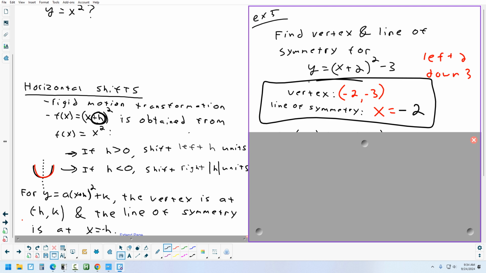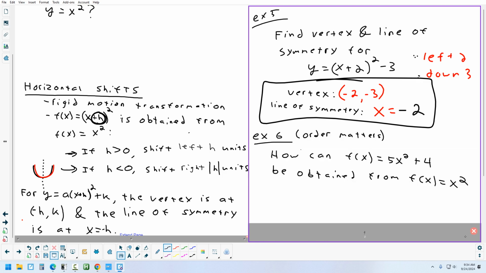Okay, so I think it's helpful just to write these two things down. And it makes it a little easier to think about. Questions on that? So let's look at describing the transformations here.